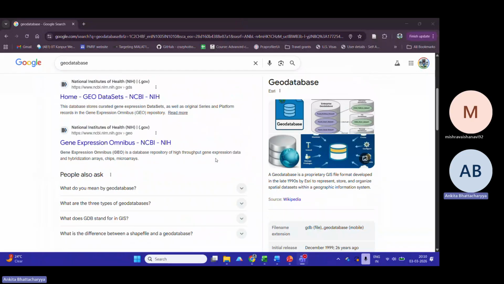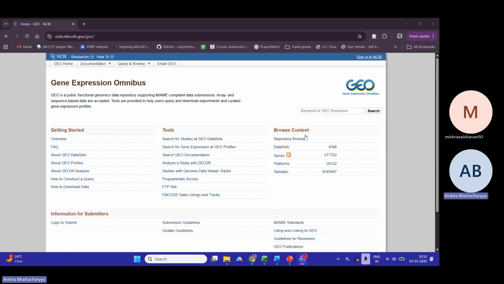Yeah. So you use the GEO data set. This repository is immense. Please make sure you make the most of it.